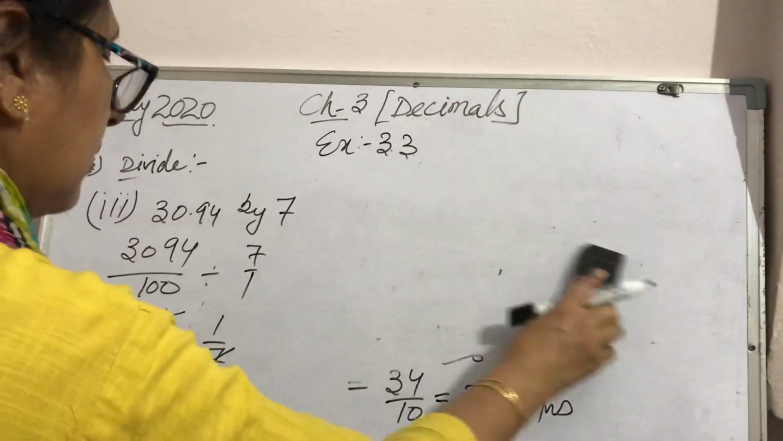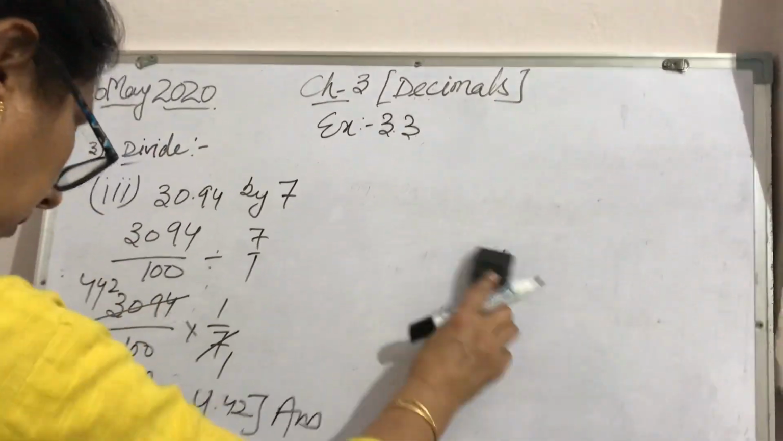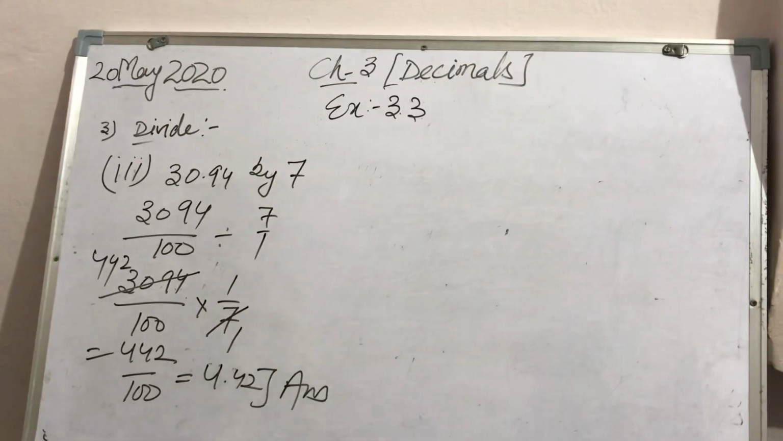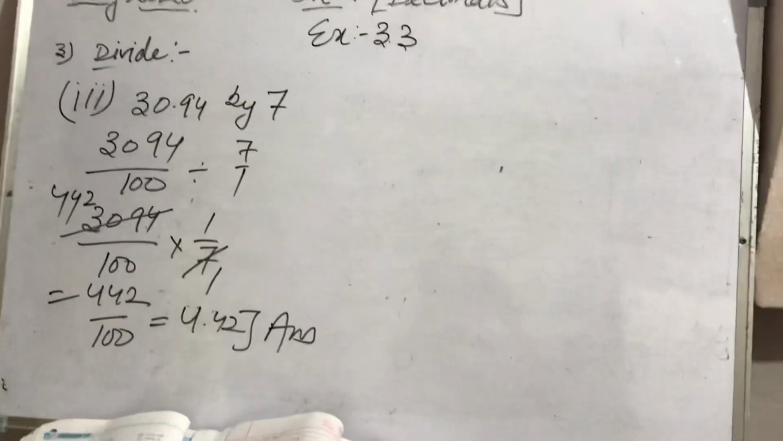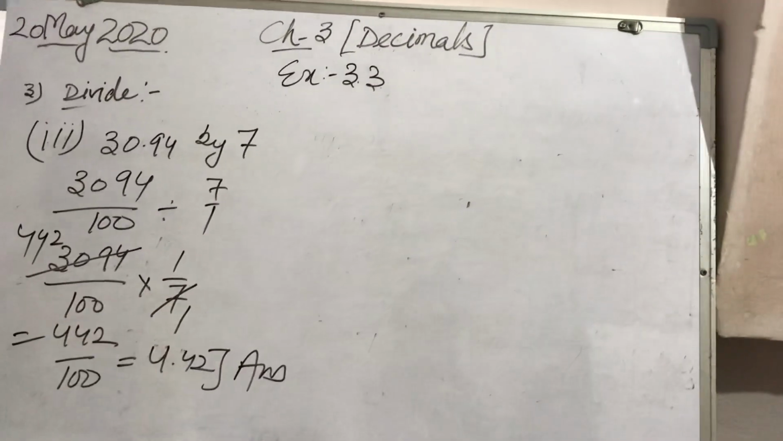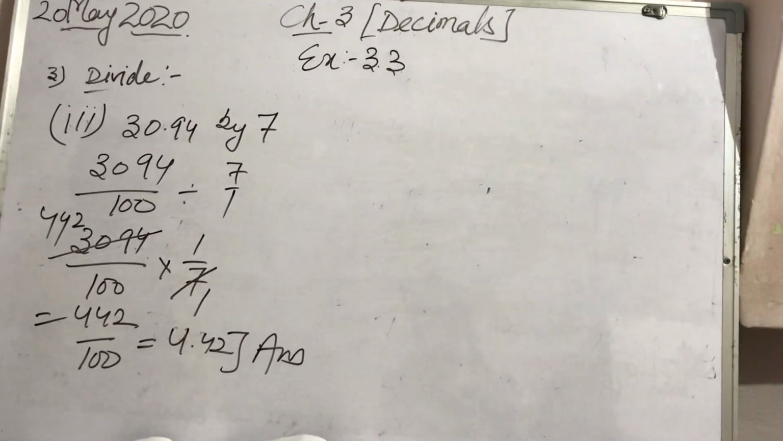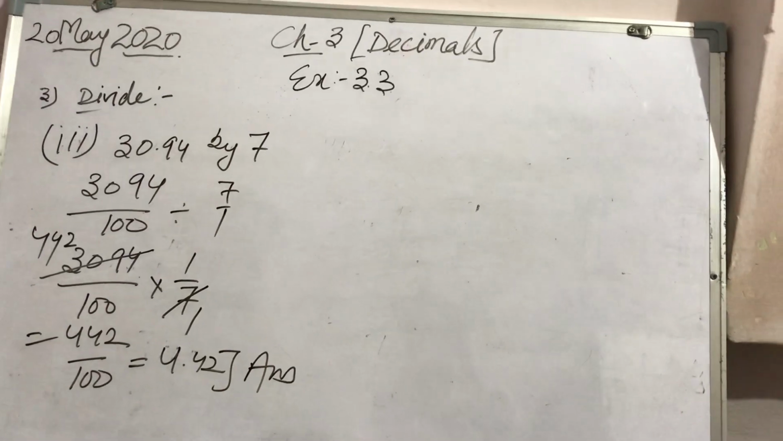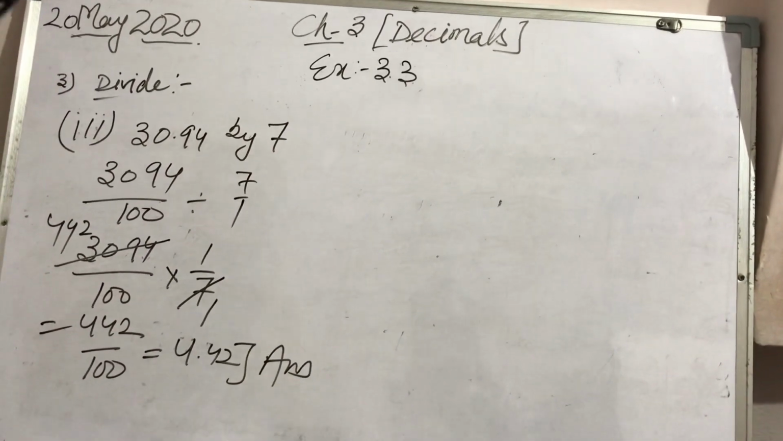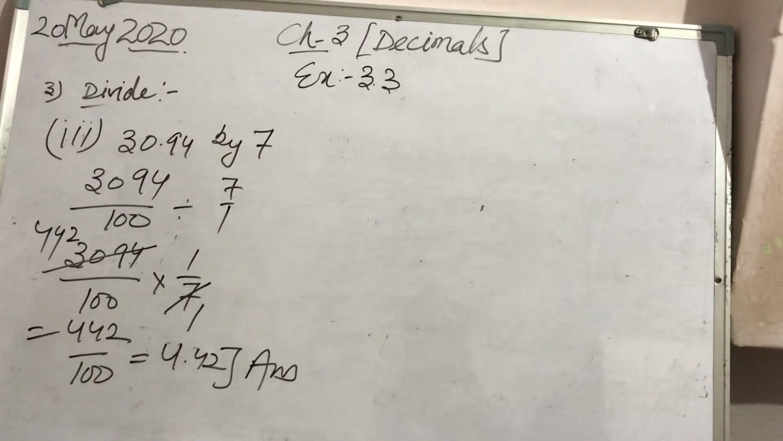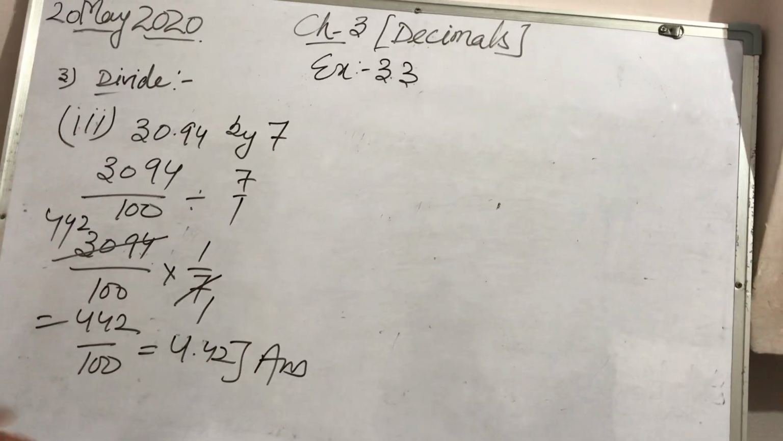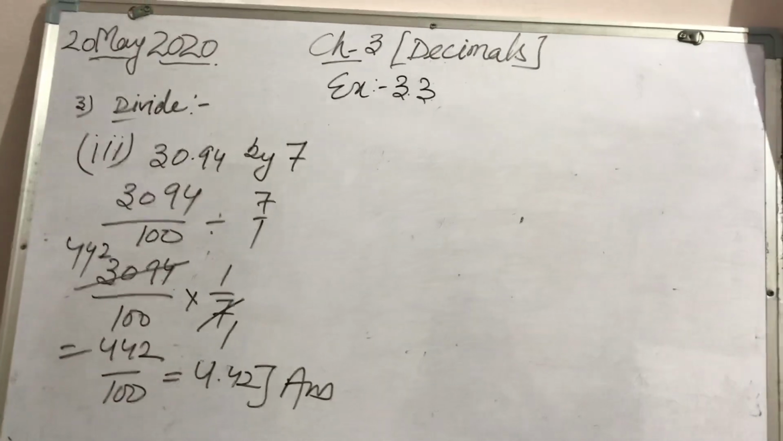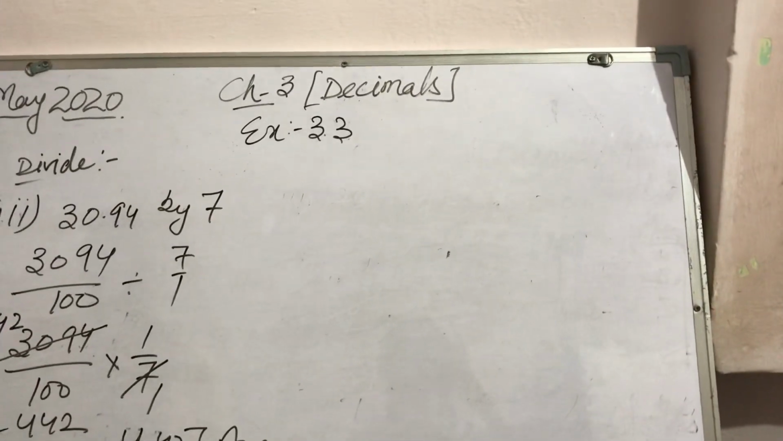Next, fourth part, 7.75 by 25. This is very simple, you can do it. And same as fifth part, 11.2 divided by 16. This is also very simple because it is perfectly divisible. 16 7s are 112. You can do it. Now we are going to start sixth part.